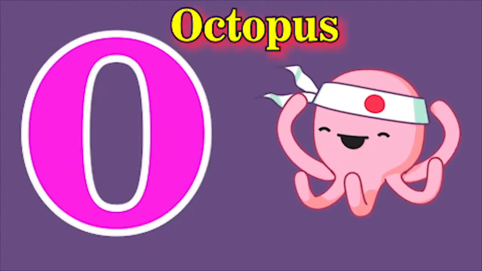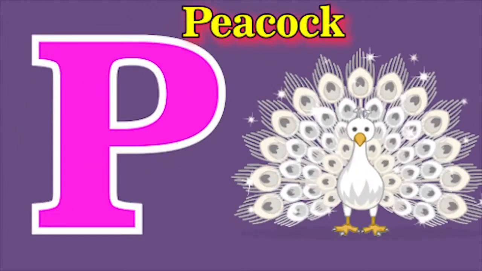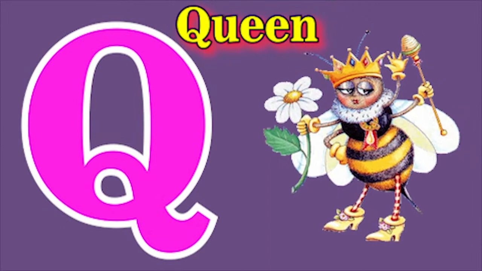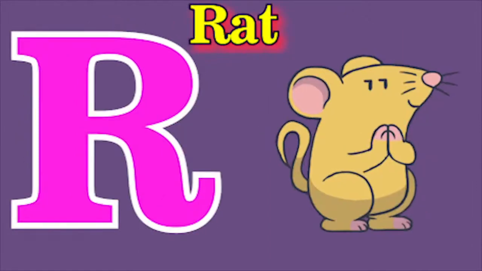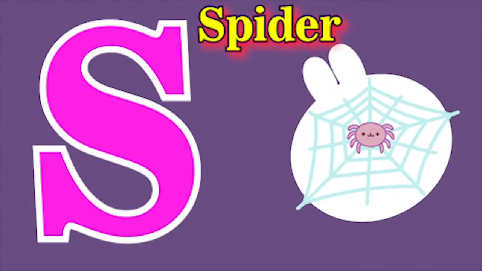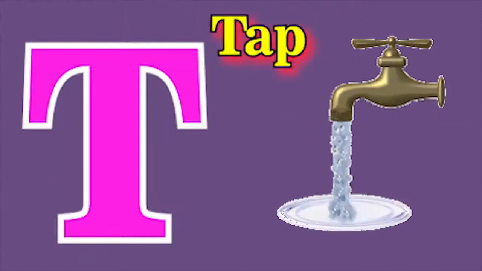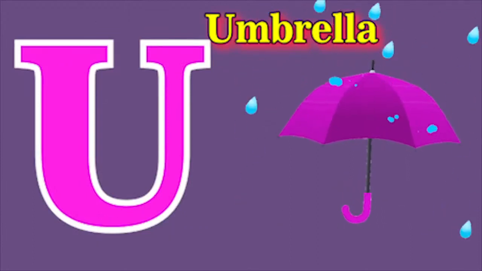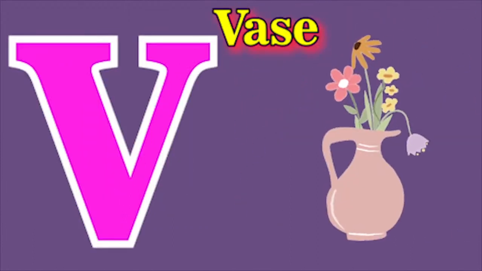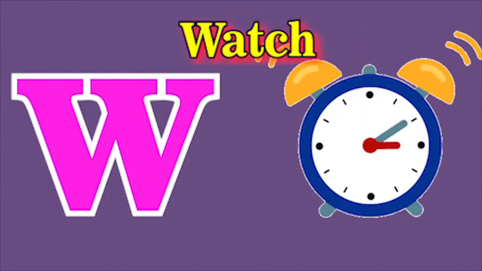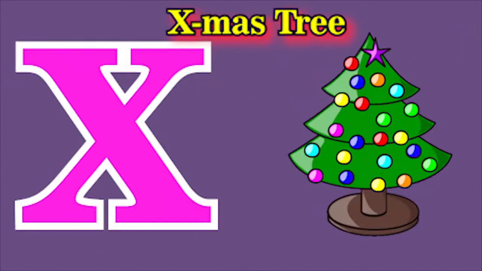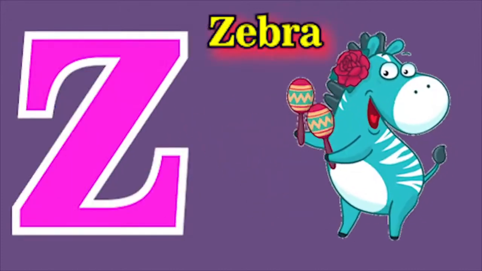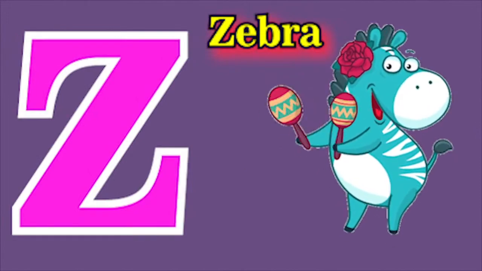O for octopus, P for peacock, Q for queen, R for rat, S for spider, T for cat, U for umbrella, V for vase, W for wash, X for Xmas tree, Y for yak, Z for zebra.